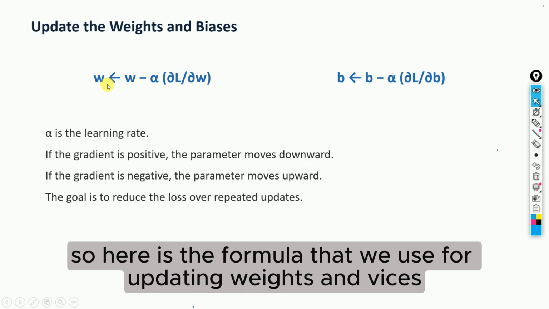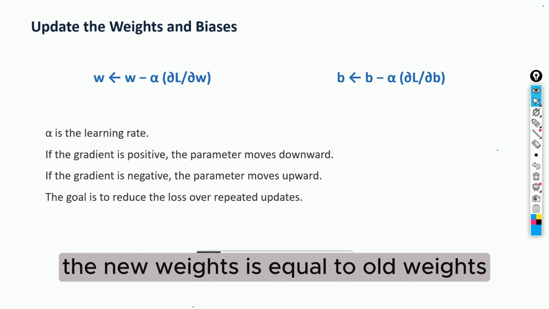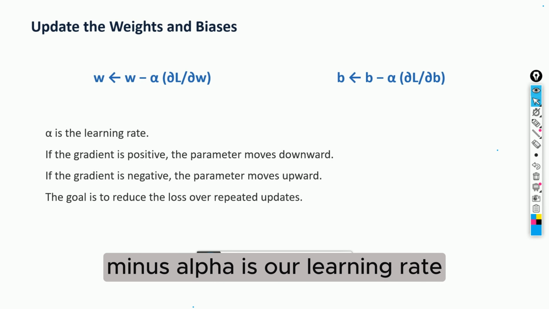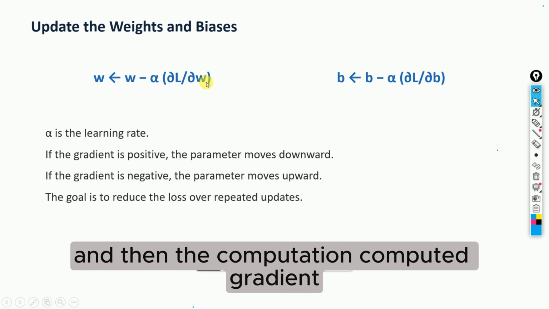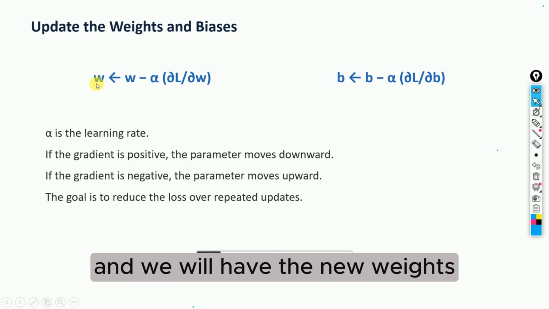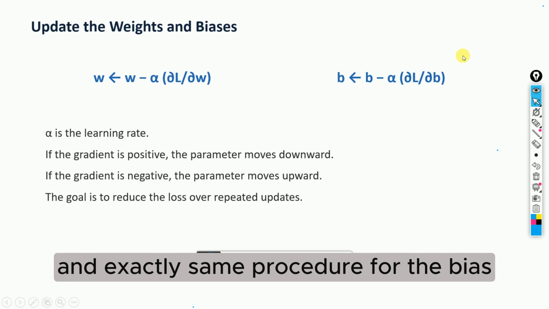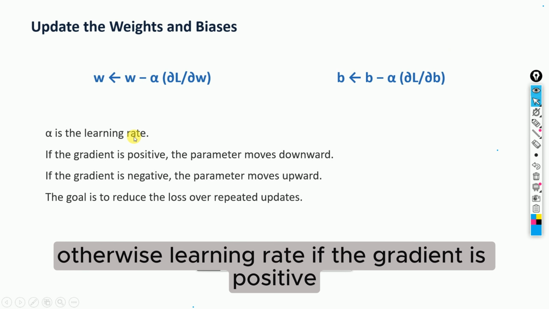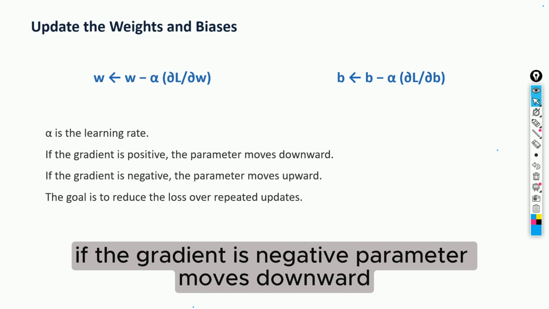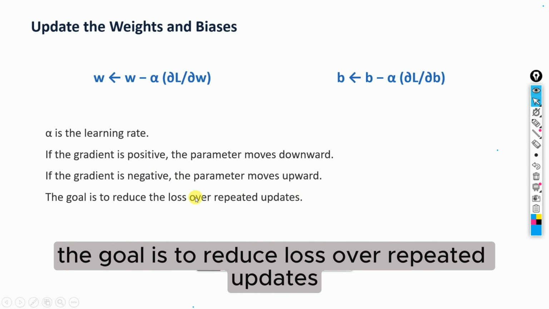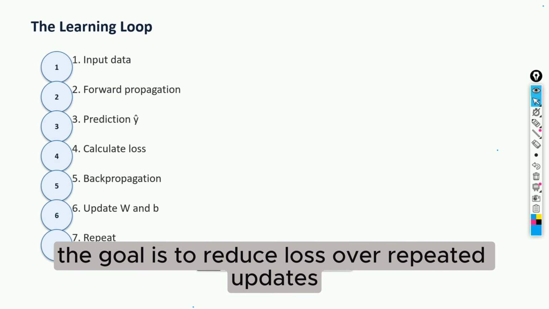Here is the formula that we use for updating weights and biases. The new weight is equal to the old weight minus alpha, our learning rate, which is how big a step we move forward in the learning process, times the computed gradient, and then we have the new weights. Exactly the same procedure applies for the bias. Alpha is the learning rate. If the gradient is positive, the parameter moves downward. If the gradient is negative, the parameter moves upward. The goal is to reduce loss over repeated updates.